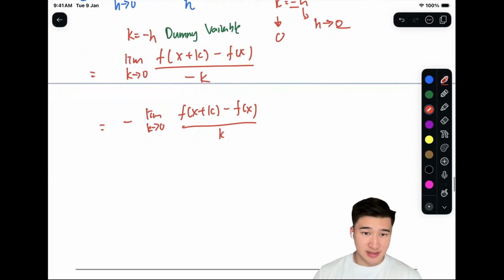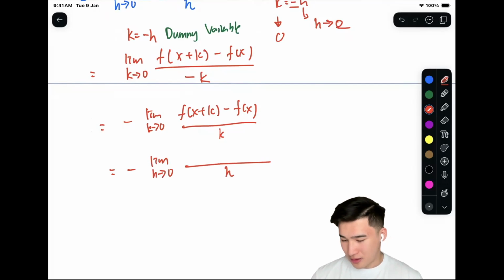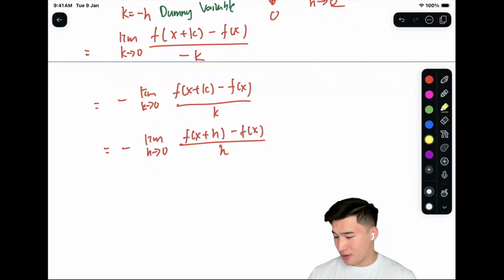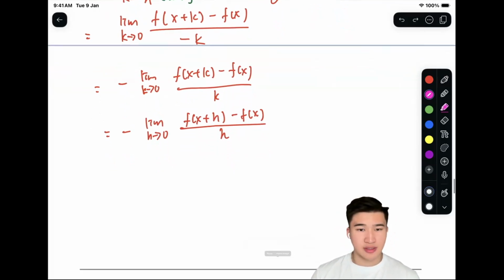And then because this is a dummy variable, we can actually sub whatever to replace k. So what we can do is we can sub k becomes h. All right, so h to 0, and then you have f of x plus h minus f of x over h, okay? And that's the idea of a dummy variable. So we have a bunch of variables called k here, and we're not really changing anything, right? We're just given that, okay, these are k, and maybe today I decided I don't want to call them k, I want to call them h, so we can just change it back to h, simple as that.